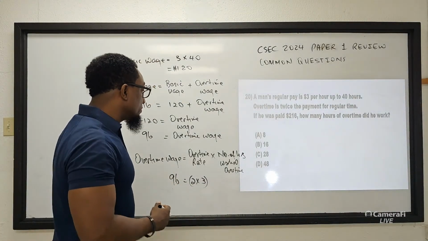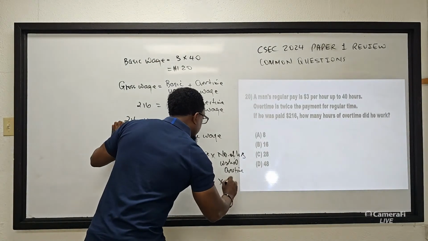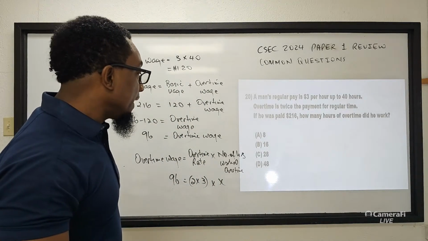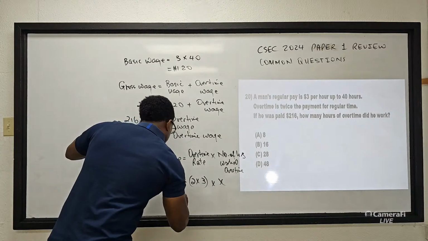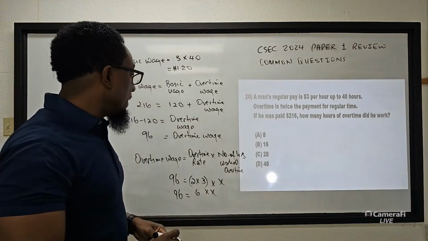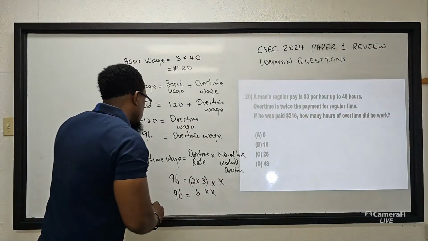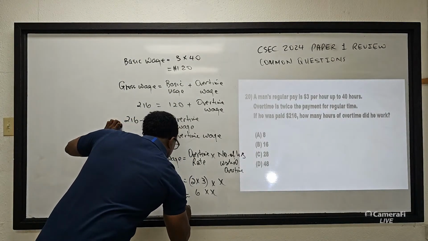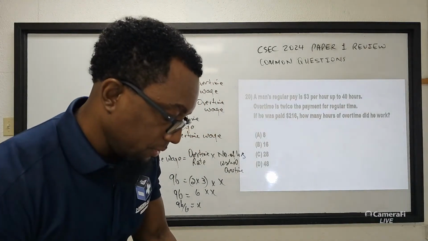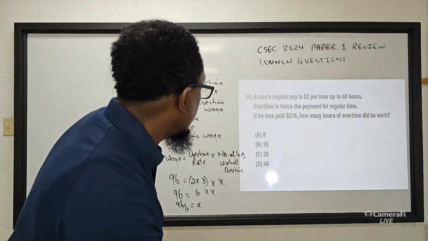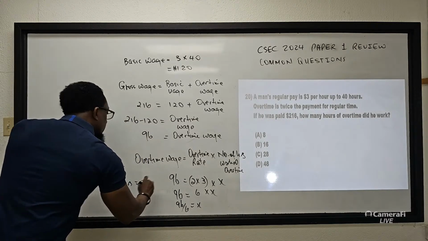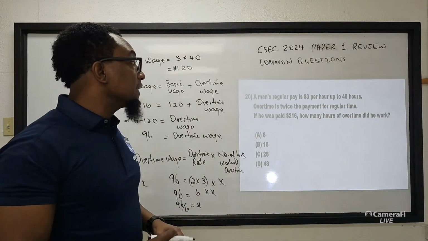So how many hours will that equate to? Let's call the number of hours worked overtime X. So 96 is equal to 2 by 3, 6 times X. And therefore, to get X as the subject, I divide 96 by 6. When I divide 6 into 96, I'm going to get 16 hours, which will be the number of hours worked overtime by this man.